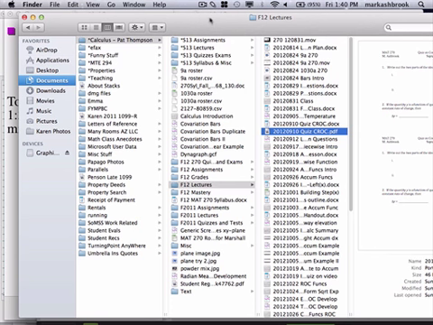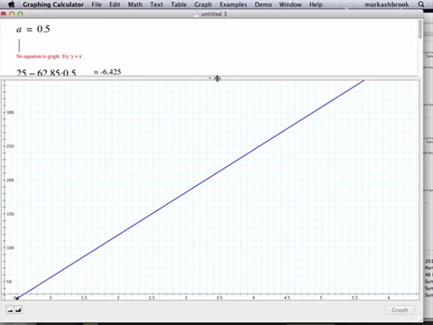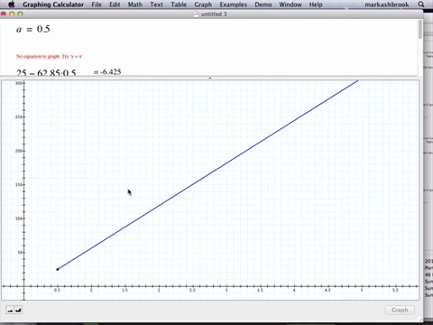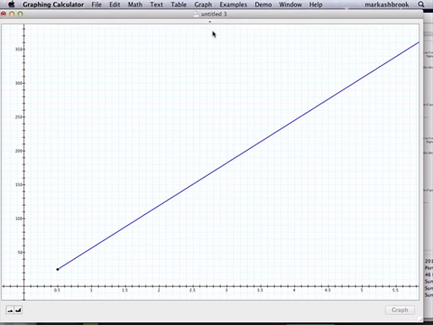So on page 30, it was Sarah. Sarah was driving on the highway. And we had seen that this was a linear graph because she was on the highway. She was exhibiting constant rate of change.